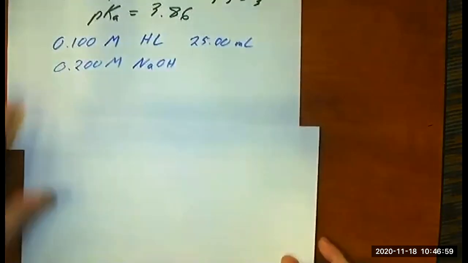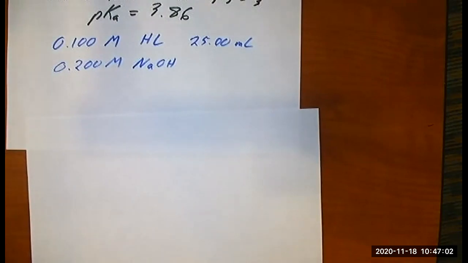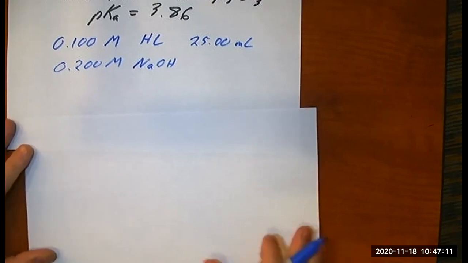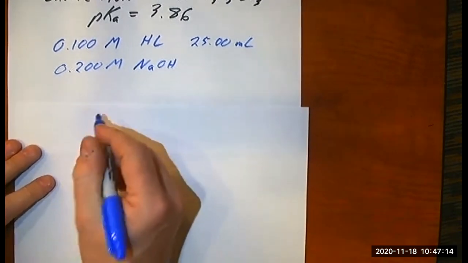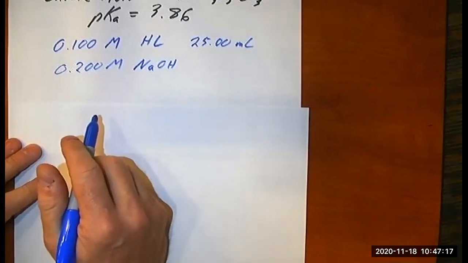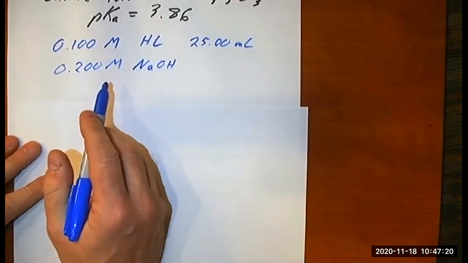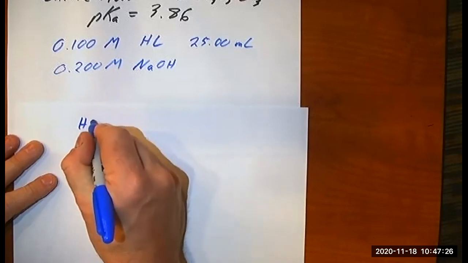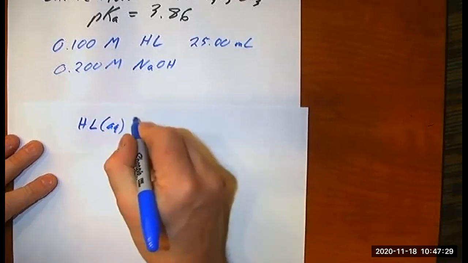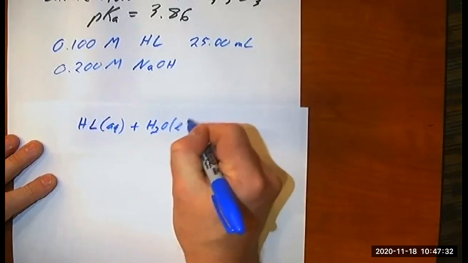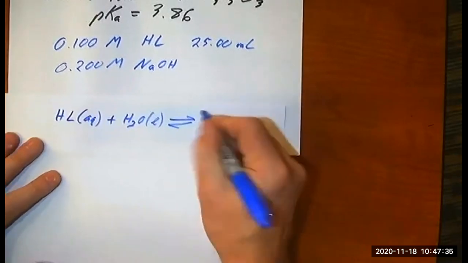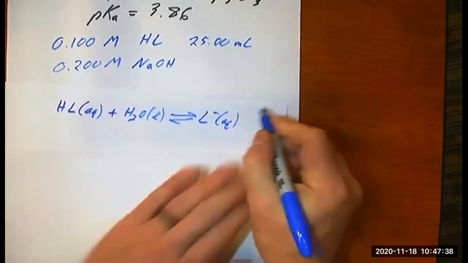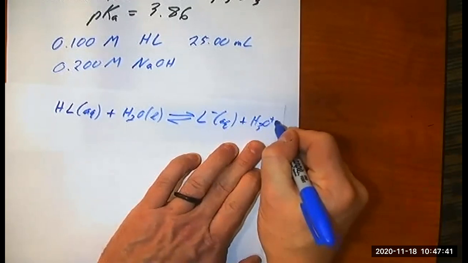So the general idea would be that you would be told what volumes of added sodium hydroxide to calculate the pH at. So the first one is almost certainly going to be before adding any NaOH at all. So in that case, we have only the acid reaction going on. And so we should write down what that acid reaction is. HL aqueous plus H2O liquid is in equilibrium with L minus aqueous and H3O plus aqueous.